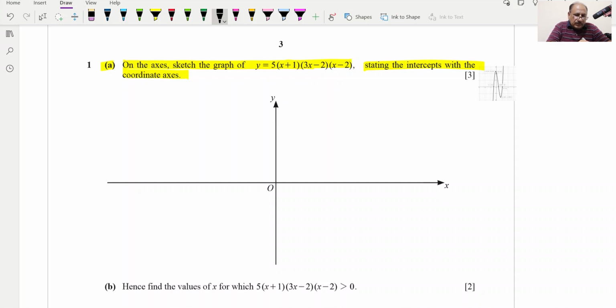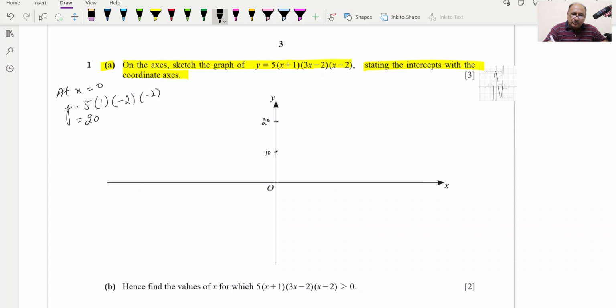If we replace x equal to 0, our equation will be y equal to 5 times 1, and 3 times 0 minus 2 will be minus 2, and then minus 2 again, so it will be equal to 20. So the point will be 20. We can take, for example, 10 over here and 20 over here, so this will be the 20 mark.